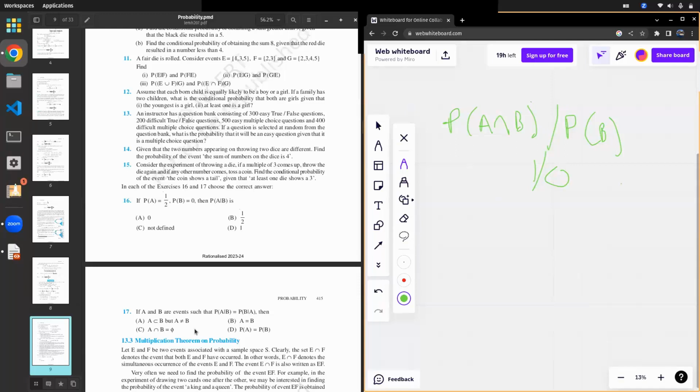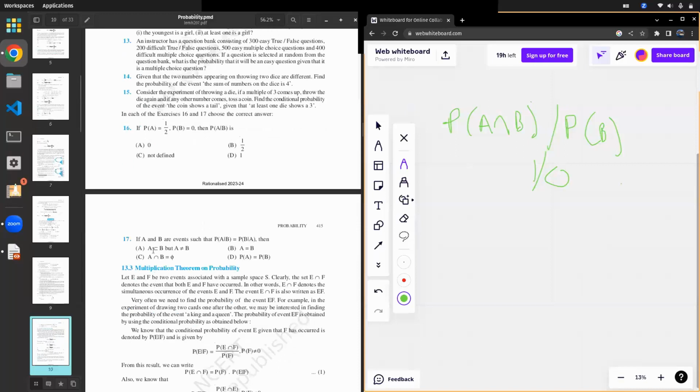And next question. If A and B are events such that probability of A given B is equal to probability of B given A. So it is given the probability of A given B, which is equal to probability of A intersection B by probability of B.